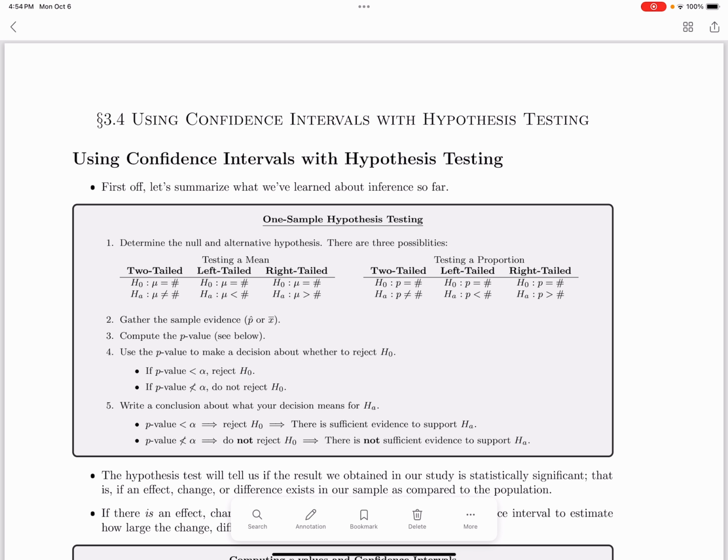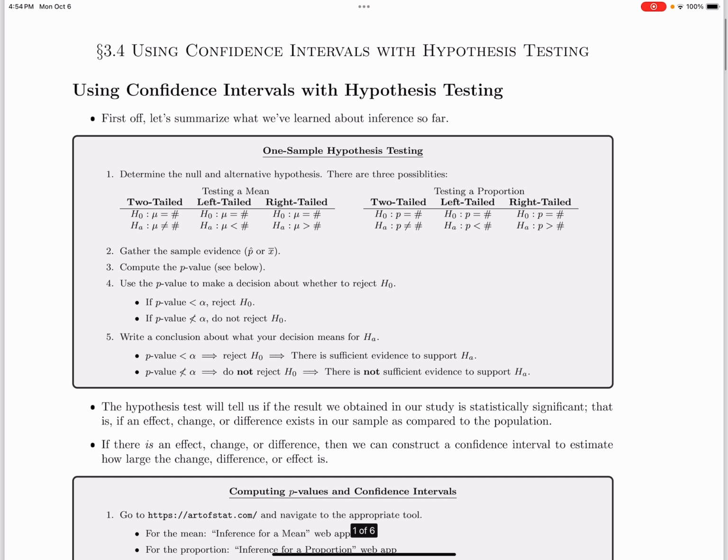In 3.4, what I want to do is try to tie together what we know about hypothesis testing with what we just learned about confidence intervals in section 3.3. So first of all, just as a summary, this first chart here contains what we know about hypothesis testing. Nothing new here.